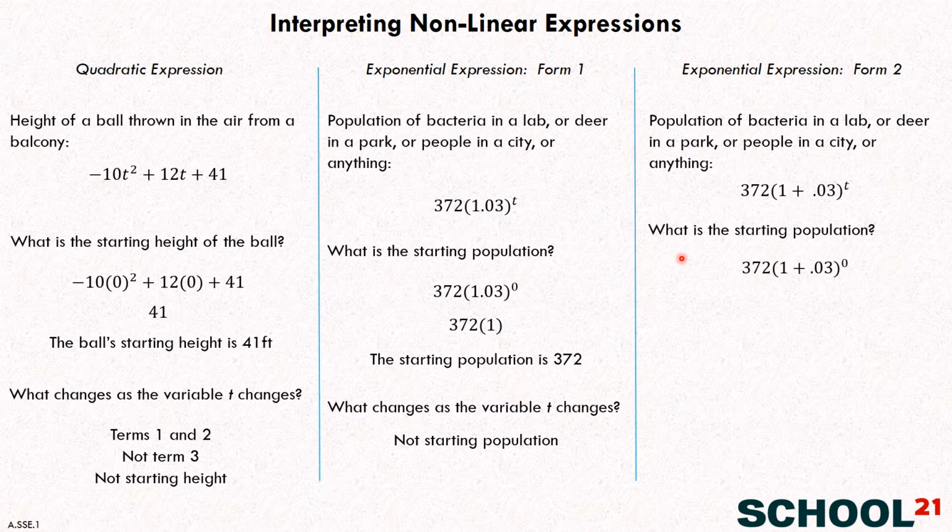So let's ask ourselves, what is the starting population? Well, the same thing happens here. We're going to put in 0, and that whole parenthetical stuff is to the 0 power. So again, it just goes to 1. So the starting population is 372. Does that make sense?